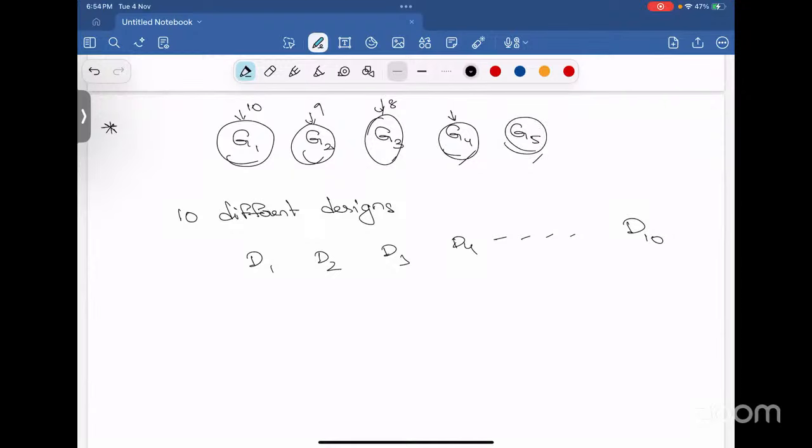as I said, G1, G2, G3, G4, G5 are not in order. This is not the first gift, nor the second gift, nor the third gift. So gift 2 can be in the first place, and gift 1 can be in the second place. There is no ordering here.